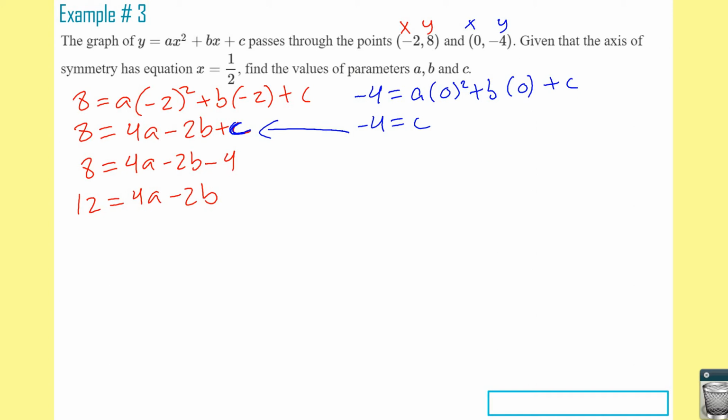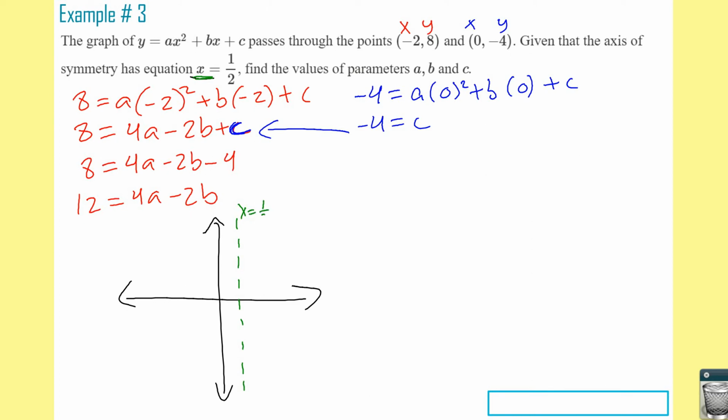Okay, so you're probably thinking, well, great, that's one equation with two variables. I can't really get anywhere. Well, not quite. Let's think about it. I'm a visual person, so let's look at the graph. That always helps. The thing I want to point out is the axis of symmetry is x equals 1/2. So at 1/2, there is my reflection.